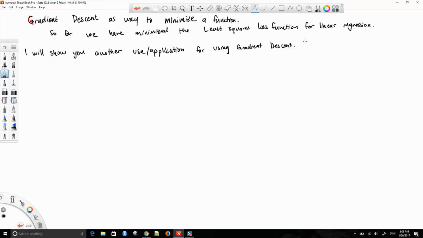Okay, so there's been a lot of hubbub about neural networks. Okay, and so here I'll just give you maybe the simplest form of a neural network. Okay, so we will look at what we call an artificial neural network.